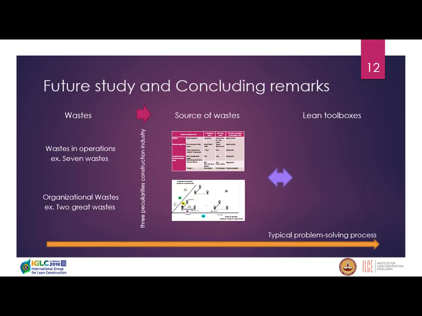So, future study and concluding remarks. In this paper we focused on the source of waste. We divided it into waste in operation and organizational waste. Generally, typical problem solving consists of three portions: first, finding the fact, the waste; second, analysis of the source of waste or cause; and third, thinking of and installing countermeasures.